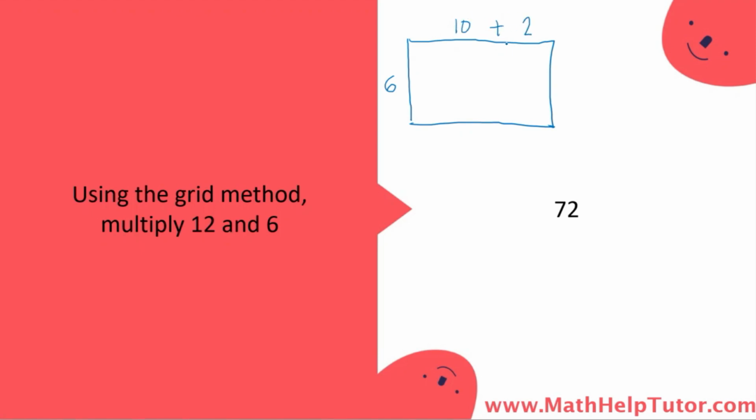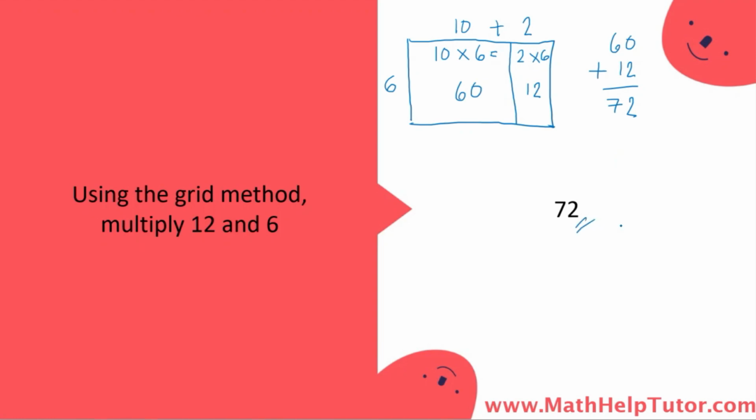After that, we draw regions to separate the different places. Now, to get the number of squares inside each rectangle, we just multiply the sides of those rectangles. So for this bigger rectangle, we have 10 times 6, and the answer is quite easy. It's 60. And to get the number of squares inside this rectangle, that's 2 times 6, which again is also easy. We know it's 12. Now adding two numbers together, that's 60 plus 12, which gives us 72.